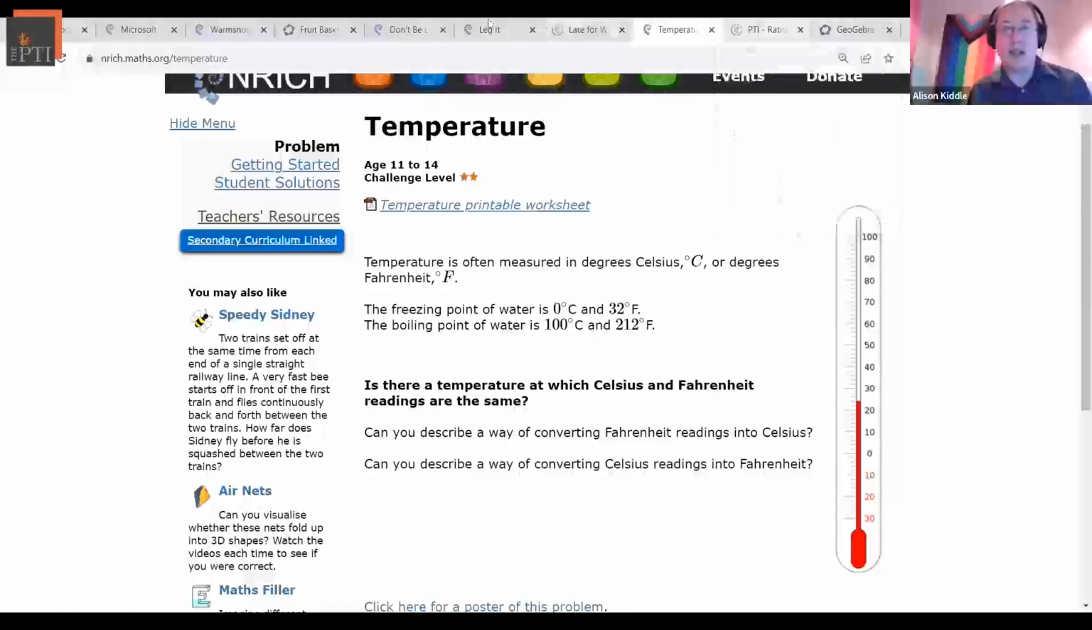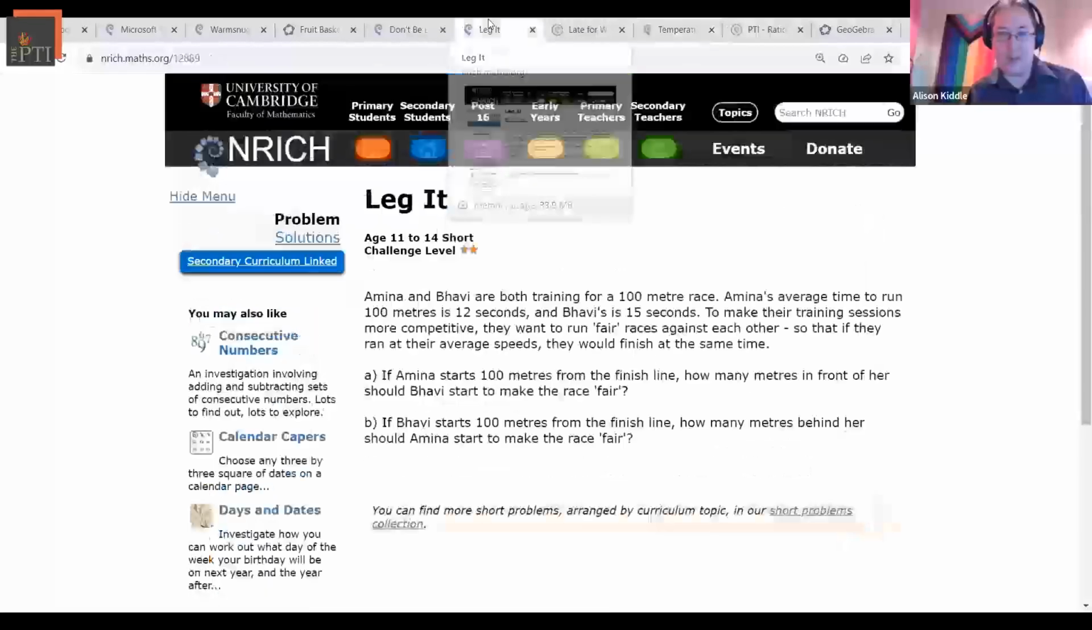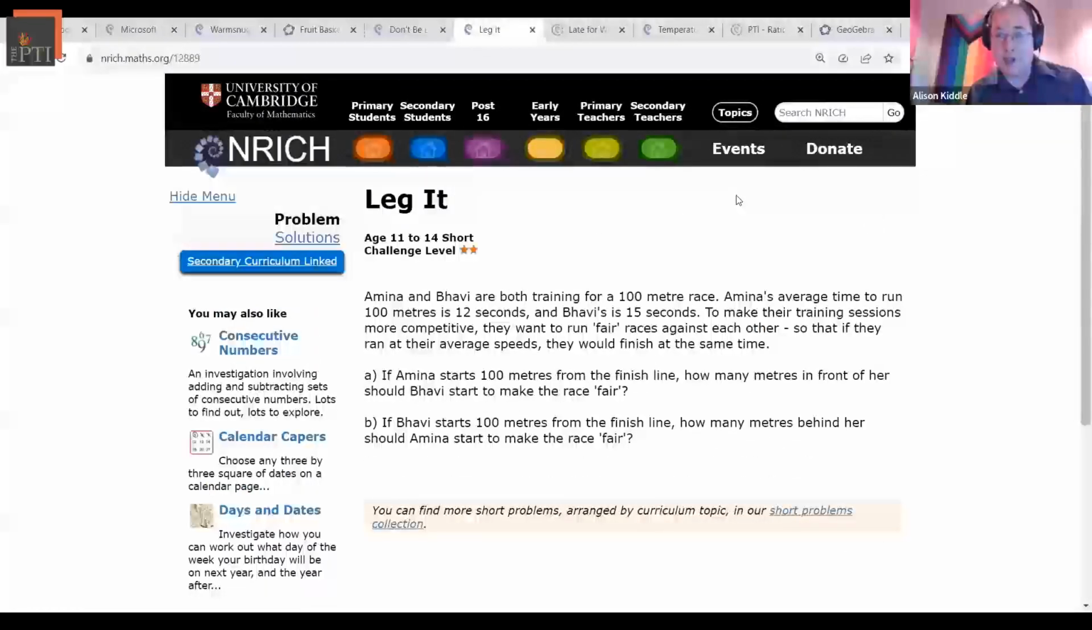I said I would go back and show the other 2 short problems if there was time. What I wanted to say about Leggett, we're not going to go through this whole problem, but the idea is that you've got 2 people training for a race, but one of them is quite a lot better runner than the other, and working out if you did a staggered start, so they both start on the same gun, but one of them starts ahead of the other, or the other one starts behind the slower person, what distance should you make it?